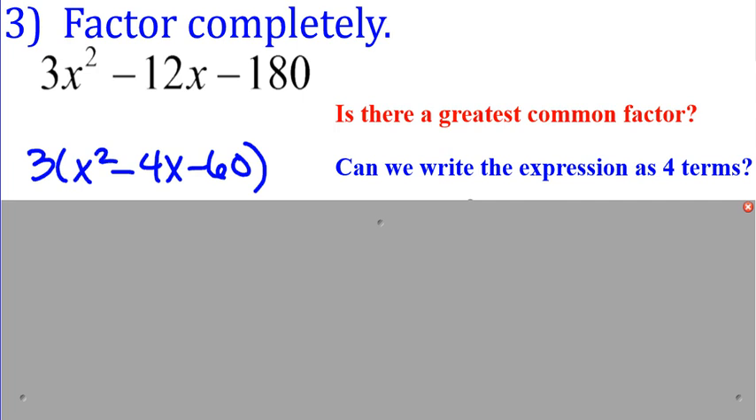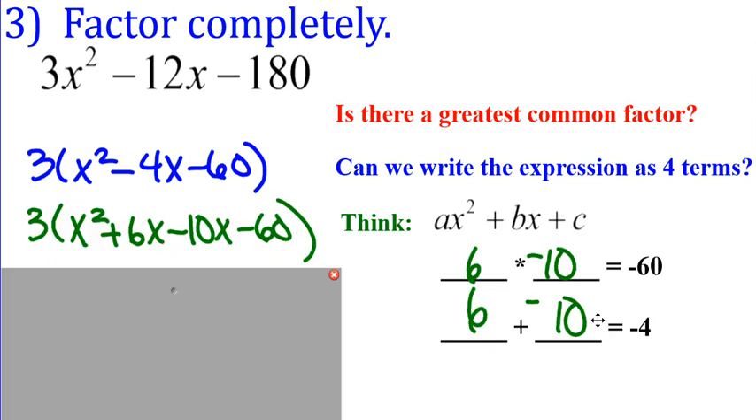I know 6 and 10 will give me 60, and if I have 6 and 10 and make the 10 negative, that will also add to give me the negative 4. So if I use the negative 10 and the positive 6, it's meeting both the requirements. Therefore, I can write my polynomial with 4 terms, x squared plus 6x minus 10x minus 60.